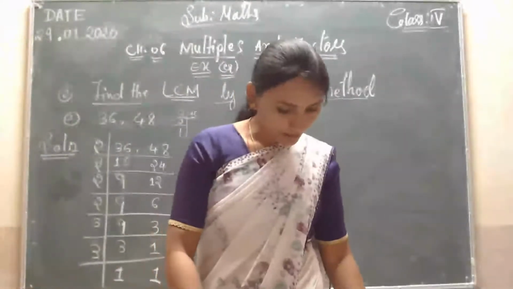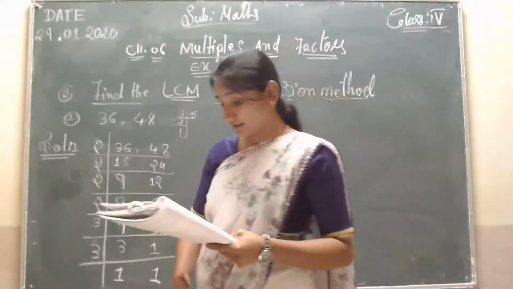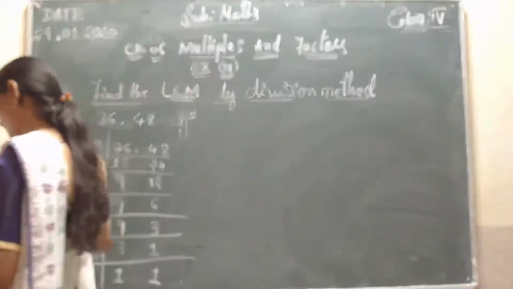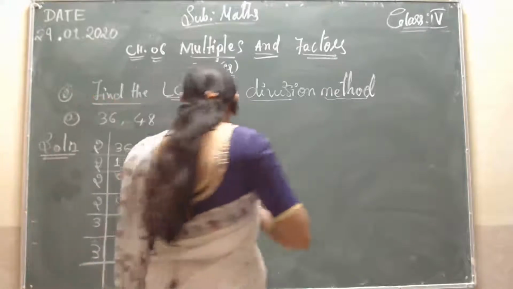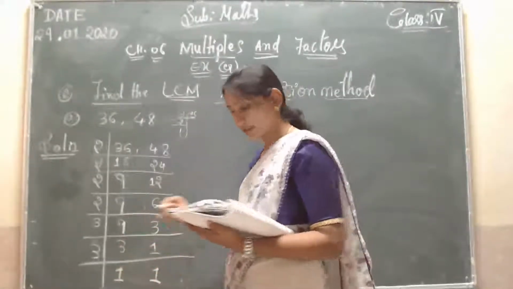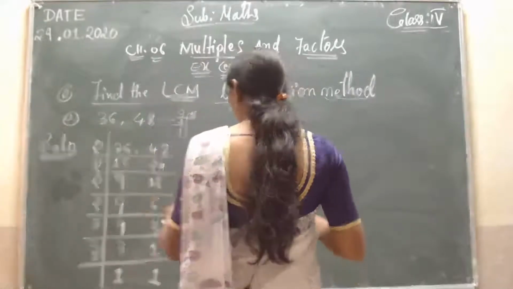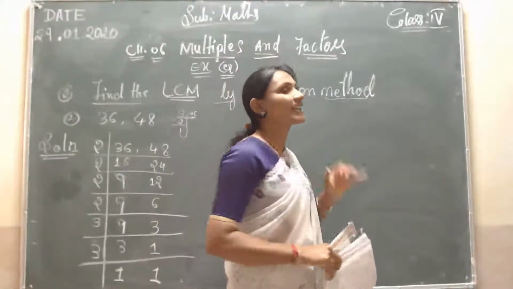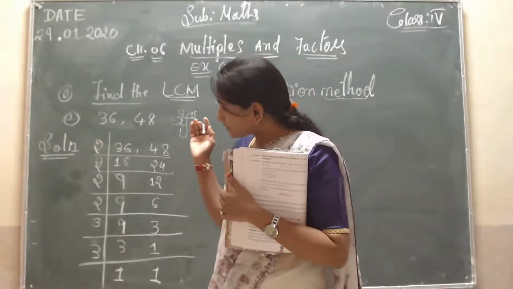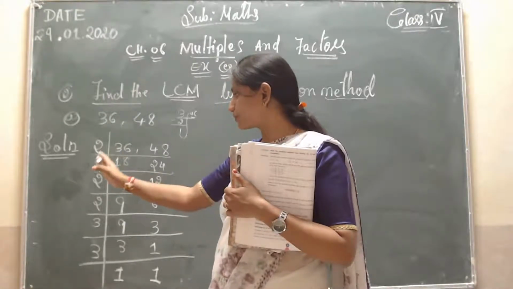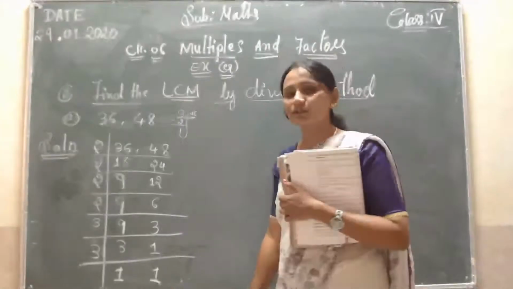So see here, students. First, 36 and 48. You have to divide by primes till we get 1. Next step, we write the multiple of the prime factors, and we will get the LCM. What are the numbers of factors in 36 and 48? 2 is multiplied how many times? This is 4 times. 3 is multiplied 2 times.